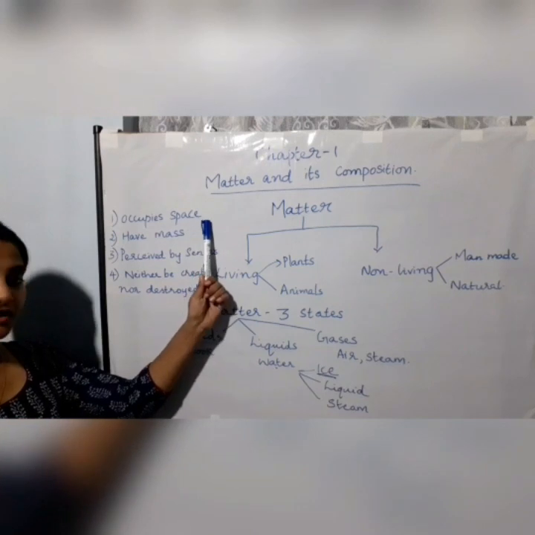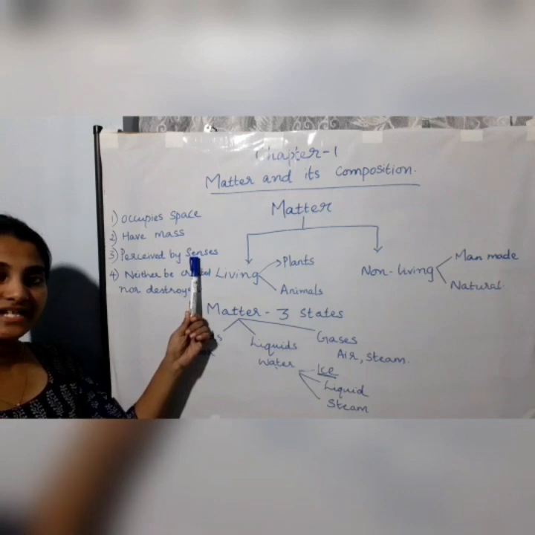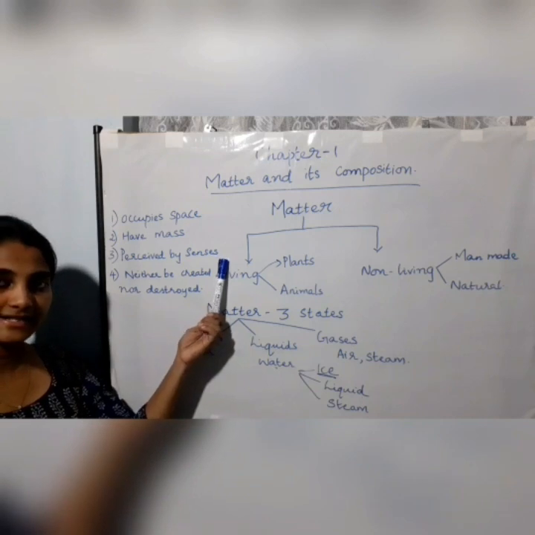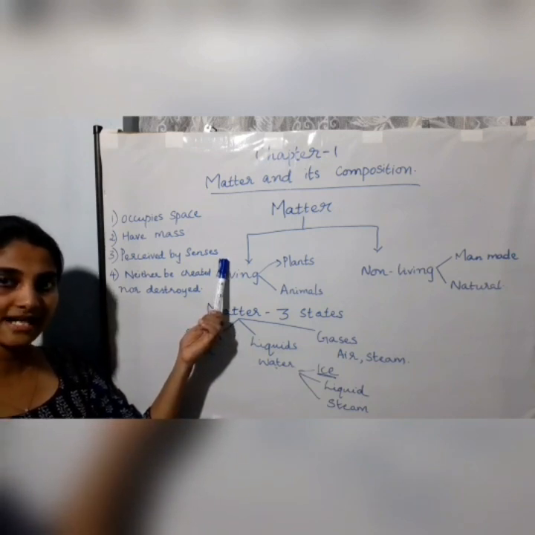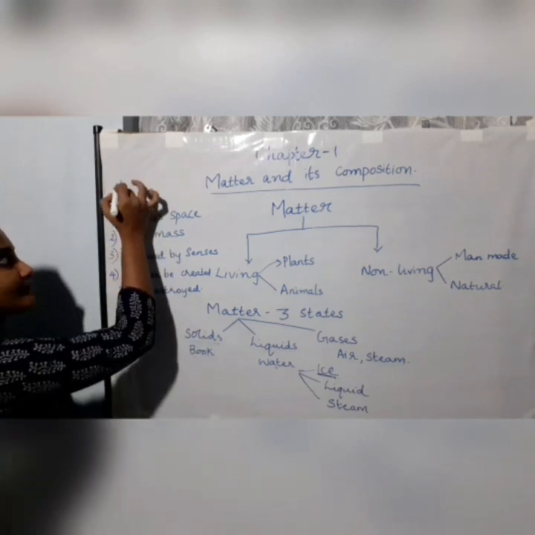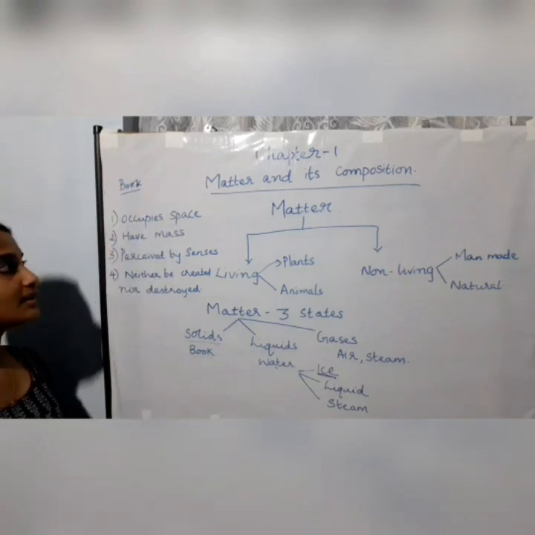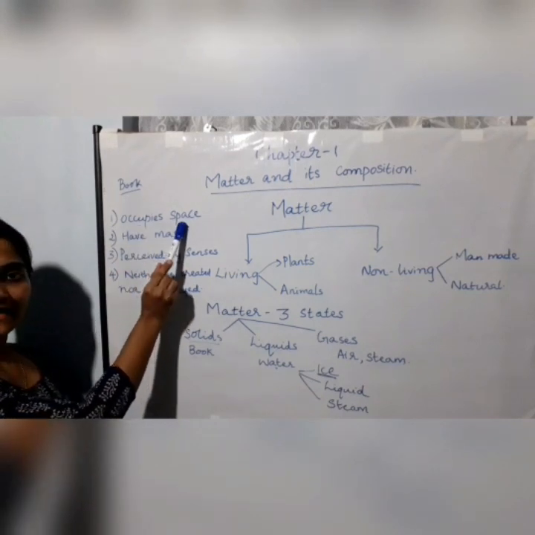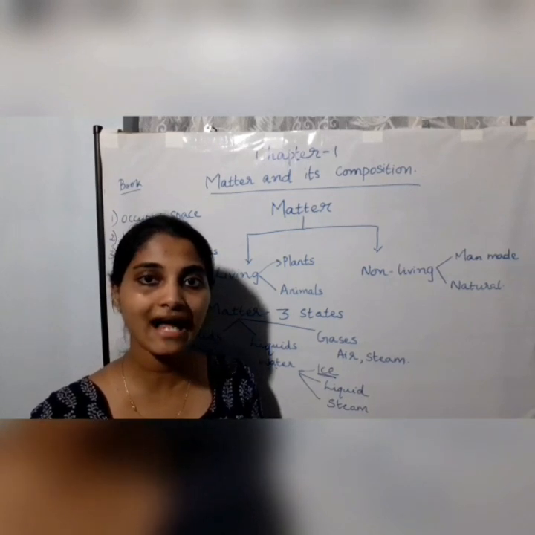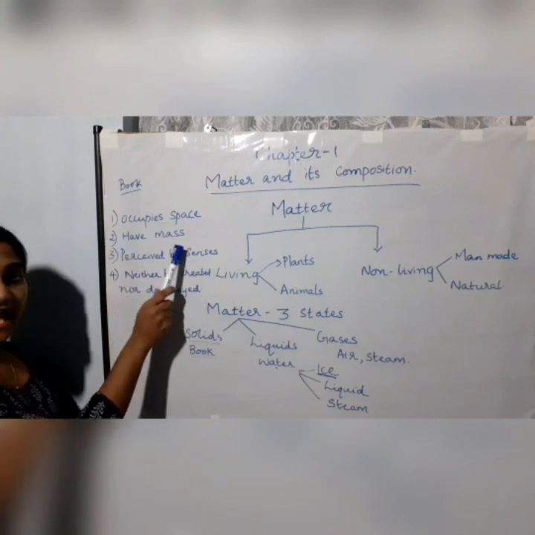Any object that occupies space, that has mass, and that can be perceived by the senses. If an object satisfies these criteria, then we call that object matter. Now, let us take an example of matter, say a book. Does it occupy space? Yes, if you keep it on a table, it needs space to sit. If you keep it on your hand, it needs space to sit, right?